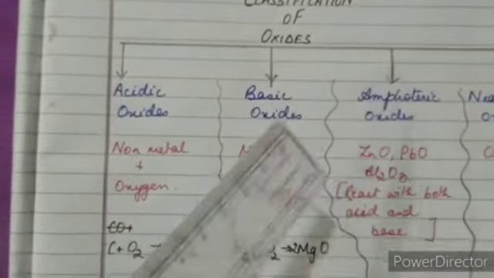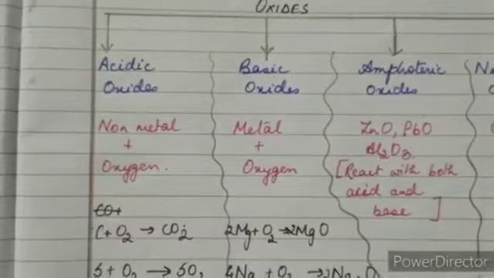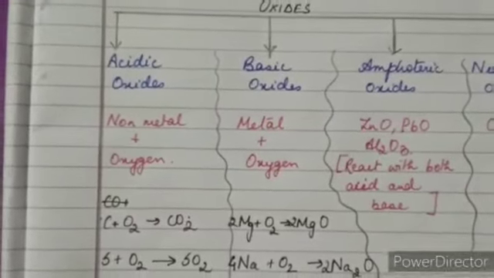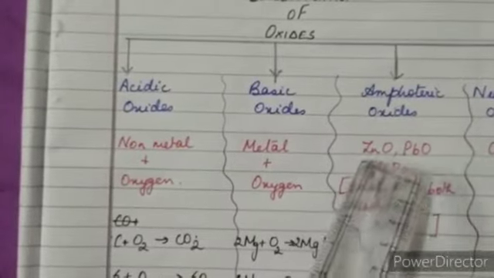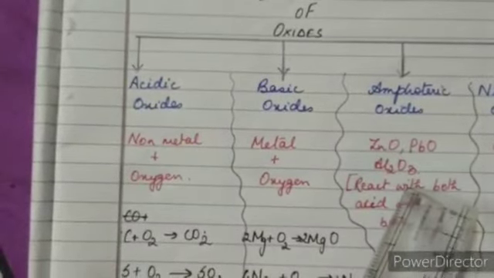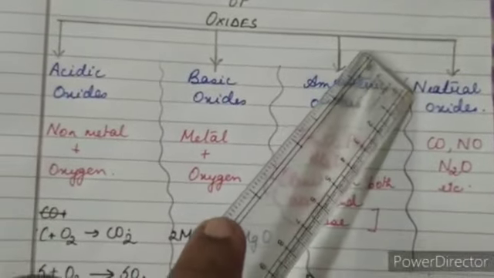Amphoteric compounds are those compounds which can react with both an acid or a base. Such oxides can be considered as zinc oxide, lead oxide and aluminium oxide. Am I clear? Now let's come to the last part of oxides, that is neutral oxides.